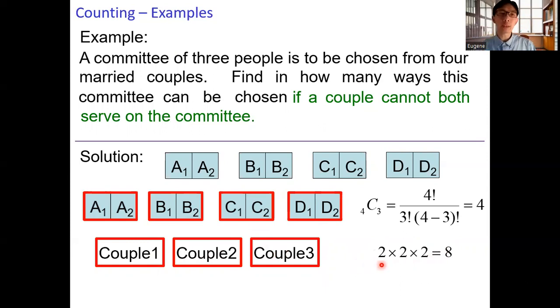So we can regard this as 2 stages. The first procedure is to select 3 couples out of 4 couples. And then the second stage, for every couple, we choose 1 out of 2. So there are altogether 4 ways to choose the 3 couples out of 4 couples, and there are 8 ways to choose 1 member within each couple to form a committee of 3.